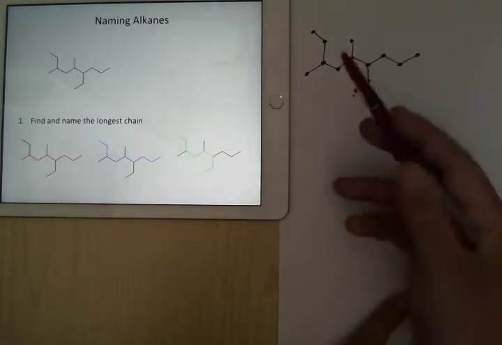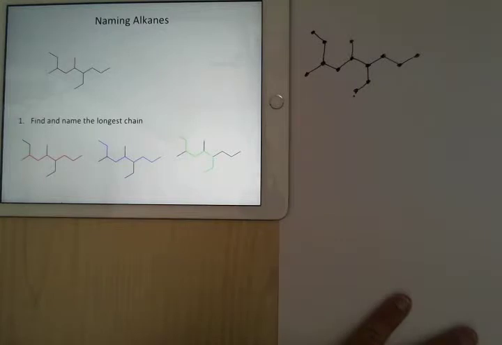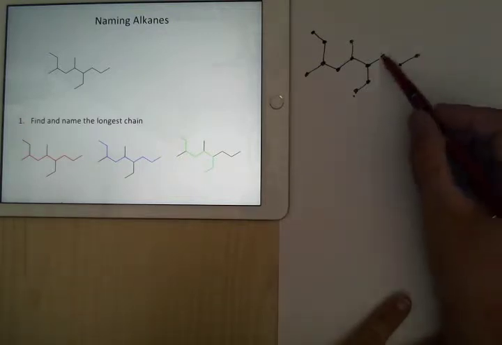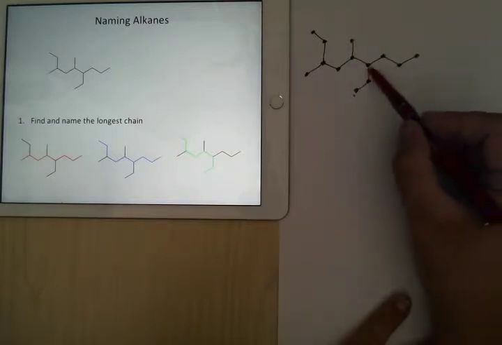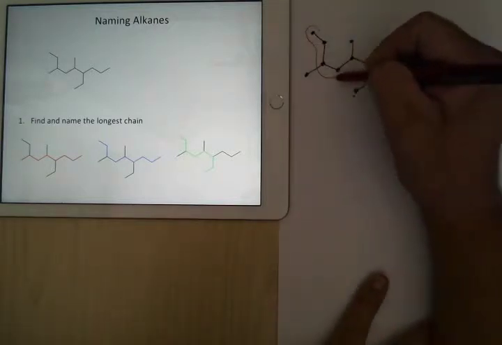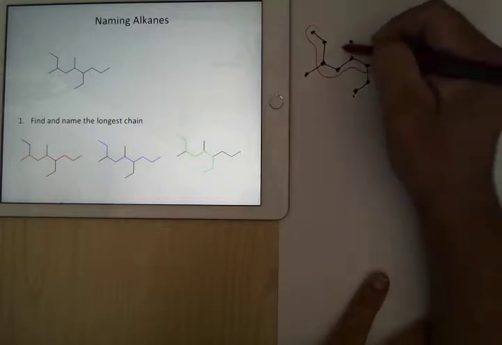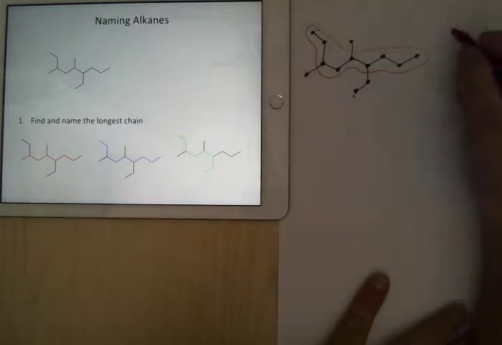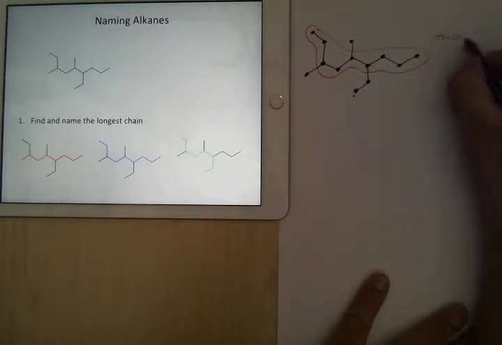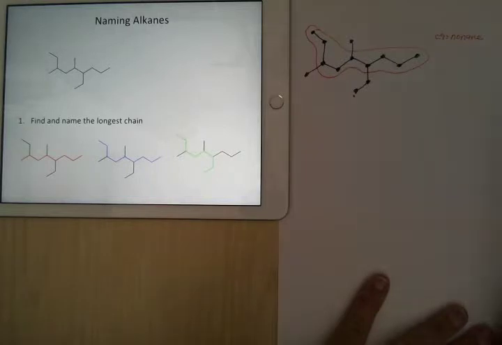Right, but remember the way that the naming is set up. It's so that no matter how you draw the molecule, it'll still have the same name. So let's start from this side: 1, 2, 3, 4, 5, 6, 7, 8, then 1 through 6, then 1 through 6, then 1, 2, 3, 4, 5, 6, 7, 8, 9. So in fact, this is the longest chain right here. It's C9, and that ends up being nonane. That's going to be the name.